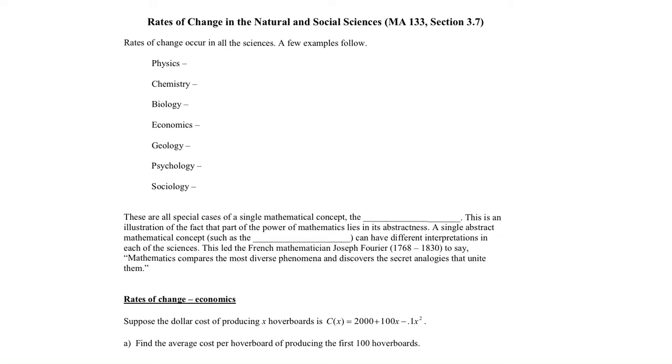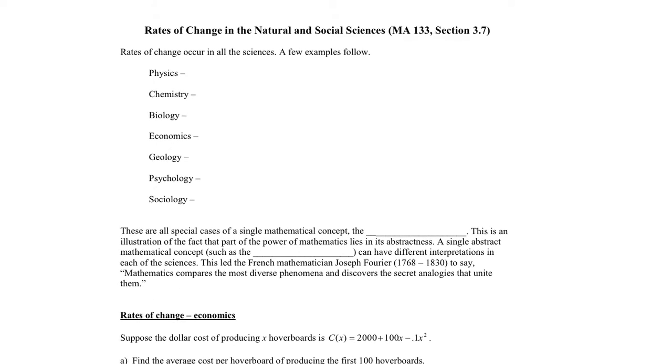So today we look at rates of change in the natural and social sciences, which is section 3.7 in our book. And we're just going to see that these rates of change, or what we call derivatives, occur in all the sciences. So as an example, in physics, we have velocity, which is change in position with respect to time.